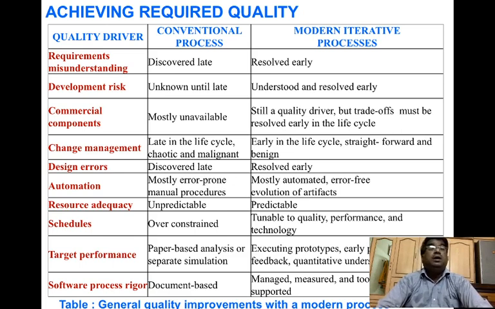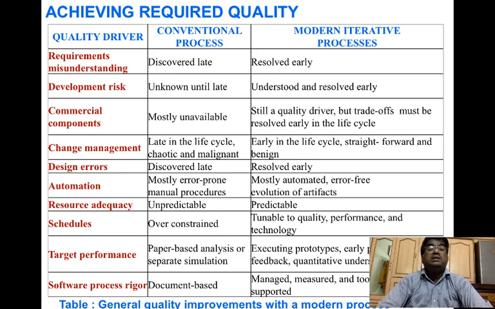Automation: mostly error-prone manual procedures. Most of the mistakes are identified through manual procedures, but in case of modern process they are identified very easily because all artifacts are available and mostly automated. Resource adequacy: unpredictable, but in case of modern it is predictable. All resources, you can't predict.